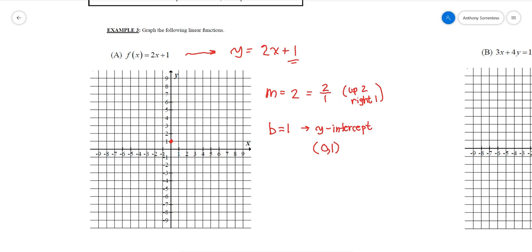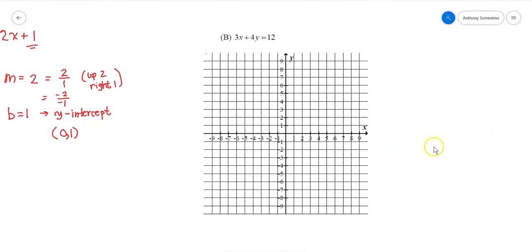So I can say, okay, well, if I go up 2, right 1, up 2, right 1, up 2, right 1, up 2, right 1, I can also realize that because of negatives, negative 2 over negative 1 is also equal to 2. So, that would tell me to go down 2, left 1, down 2, left 1. Since I usually don't use a ruler for this, I like having all the points that I could possibly have, so I could just graph the line like so. So pretty straightforward.